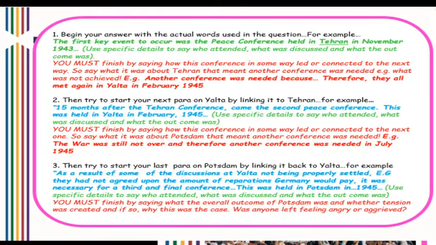Okay, now at the very end of this paragraph, you need to do a little summary sentence or two just to say what the overall outcome of Potsdam was. So was there any tensions that were created? If so, why? Was anyone feeling angry, aggravated, left out, aggrieved, etc.?